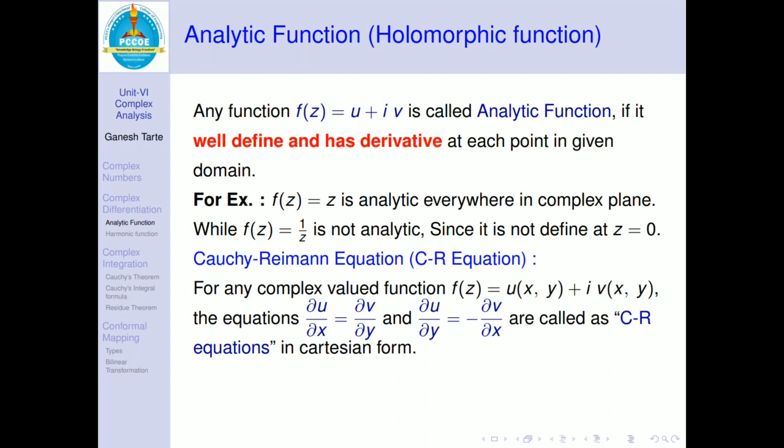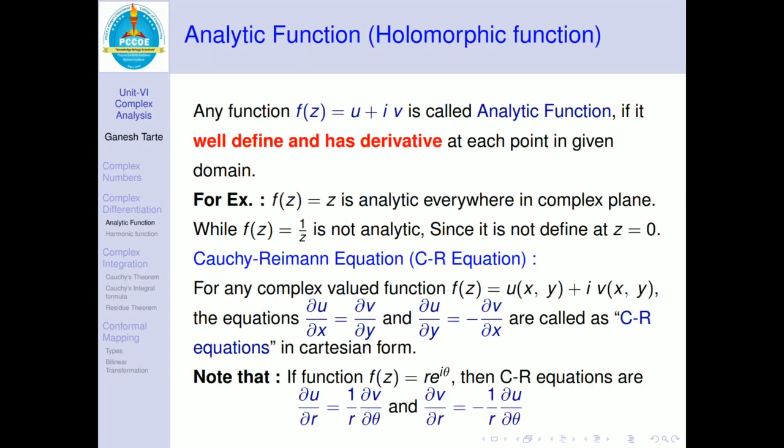If given function is in polar form, means r theta form, then CR equations are del u by del r is equals to 1 by r times del v by del theta, and del v by del r is equals to minus 1 by r times del u by del theta. So these CR equations are very important to check whether given function is analytic or not.